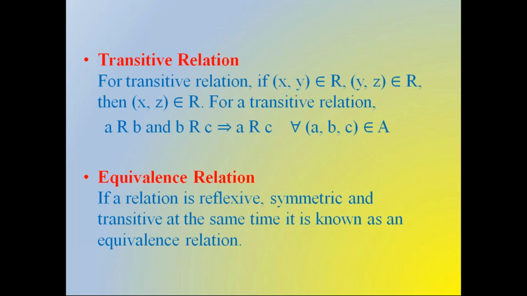The next definition is very important: equivalence relation. If a relation capital R satisfies reflexive, symmetric and transitive at the same time, then it is known as an equivalence relation. It is an important definition in the topic of relations. If it satisfies the first three conditions, reflexive, symmetric and transitive, it is called an equivalence relation.